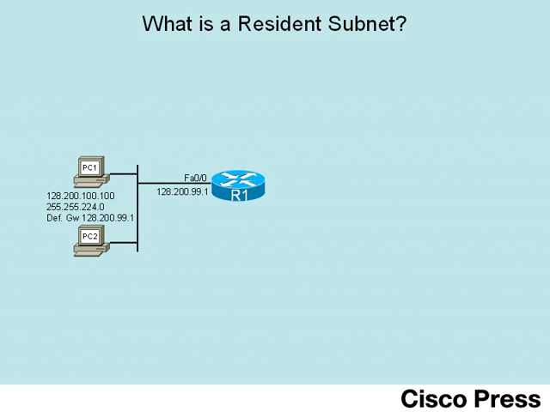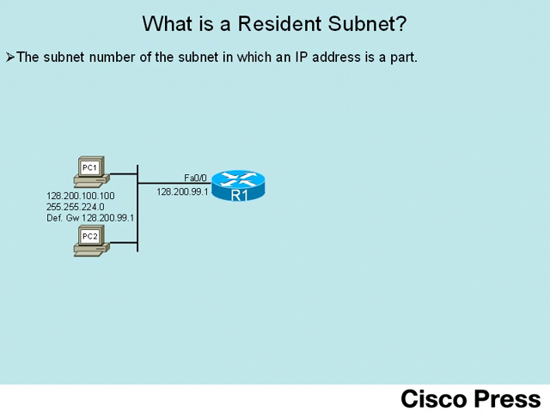Before taking a look at the process, let's take a closer look at what I mean by resident subnet. Every IP address assigned to a host when subnetting is used is inside a single particular subnet. So the resident subnet is the subnet number of the subnet in which an IP address resides or is a part of.